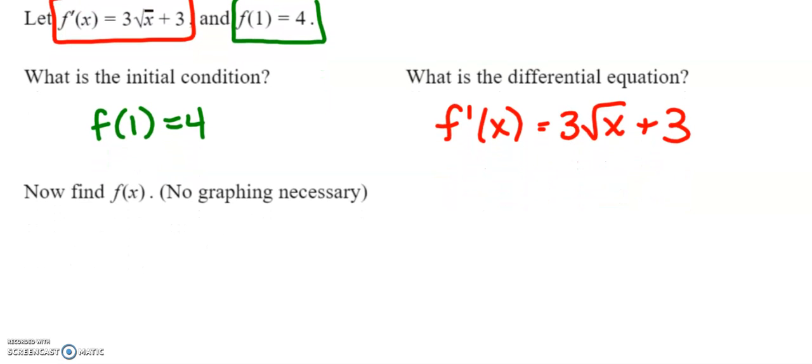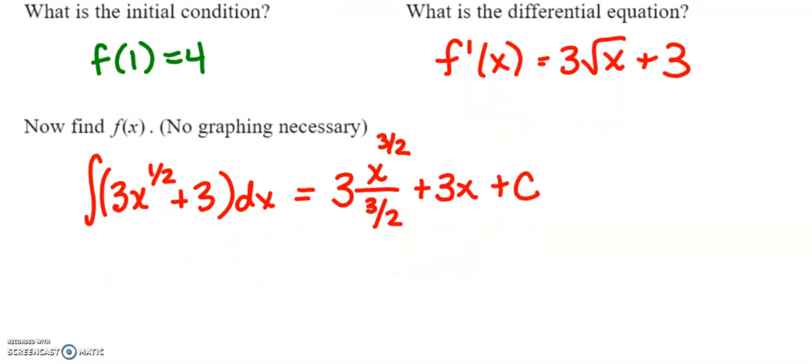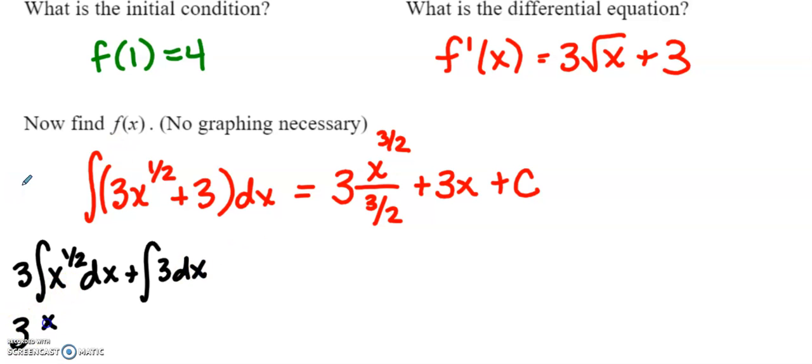So to find f of x, we're going to take the antiderivative of 3. I'm going to write this as x to the 1/2, so I can use the power rule. Well, the antiderivative is going to be equal to, remember the 3 just hangs out, this is going to be increase the power by 1, divide by that new power. I'll clean that up in just a second. Plus 3x plus c. So if that was stressful to you, remember what I'm doing is I'm just breaking up this integral 3x to the 1/2 dx plus the integral of 3 dx, and then taking the antiderivative of each piece, okay? And then we add them together with our plus c.